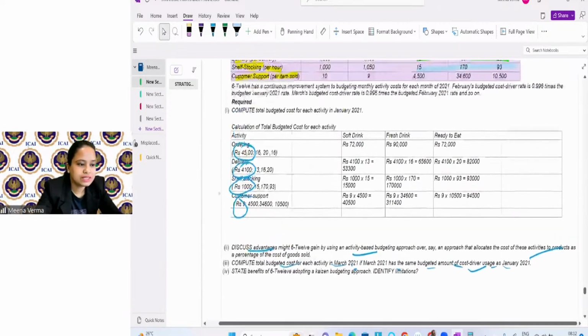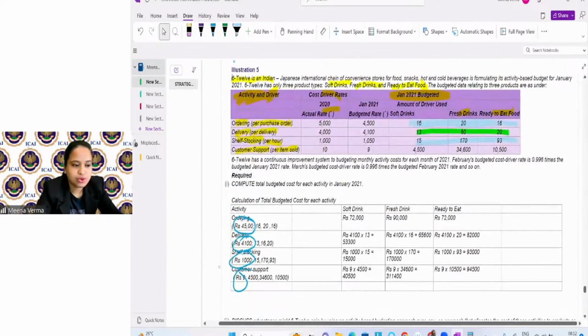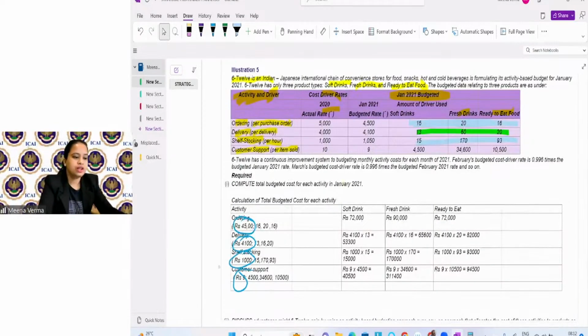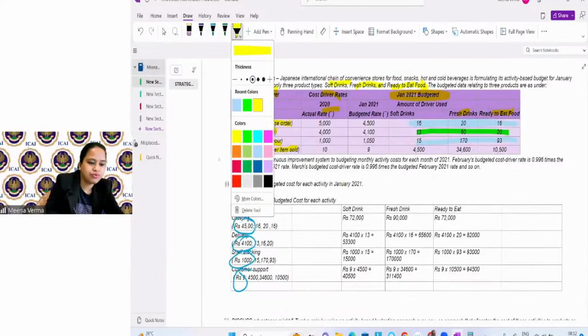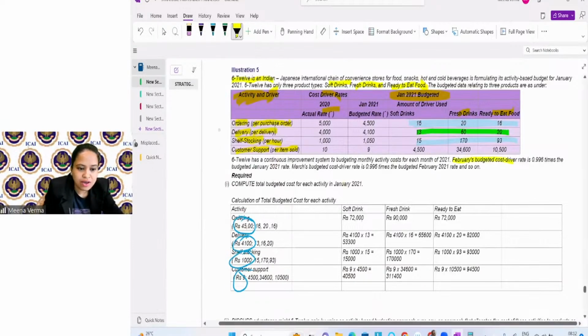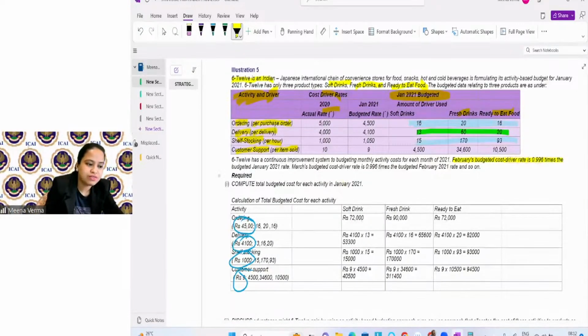You can see these values are for January. Now you have to find it for Feb and then for March. Now they have given you a line how you can find it. The Feb value cost driver rate will be 0.996 times the cost driver rate of January. Then March will be 0.996 times of the February.